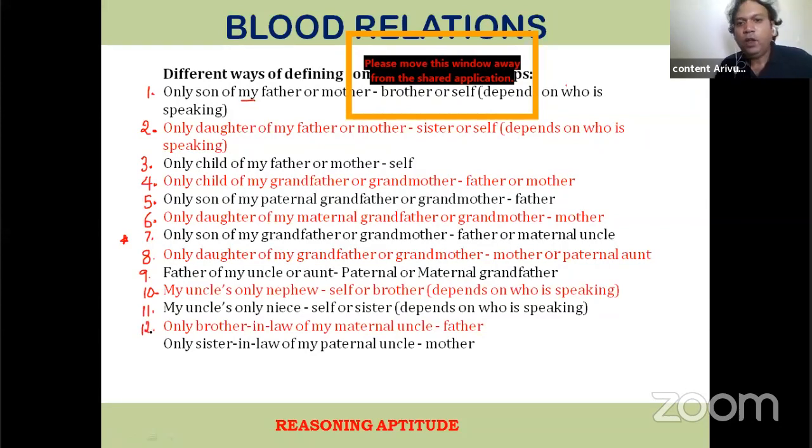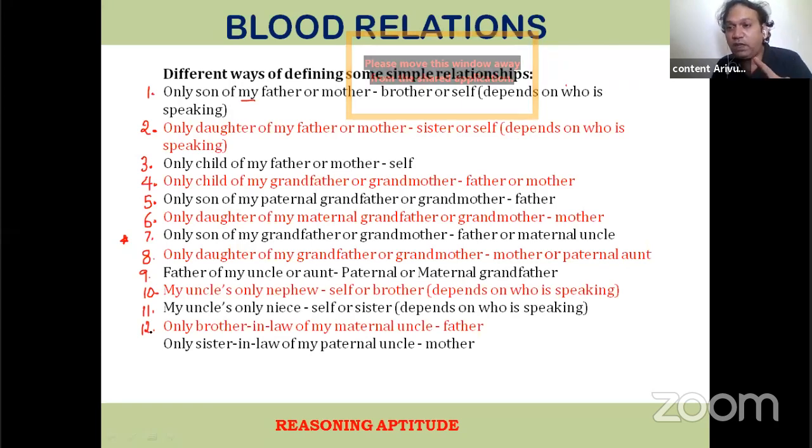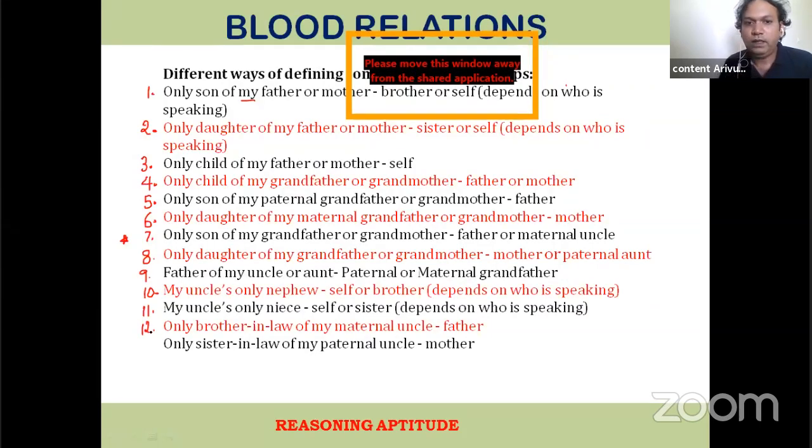Twelfth point. Only brother-in-law of my maternal uncle. Your maternal uncle means your mama. If he has only one brother-in-law, that one brother-in-law has to be your father. There's no other doubt, there's no confusion regarding this statement. Only brother-in-law of my maternal uncle has to be your father. No other option. Little complex. That's why this is not commonly asked. But I've covered all types, all difficulties here.